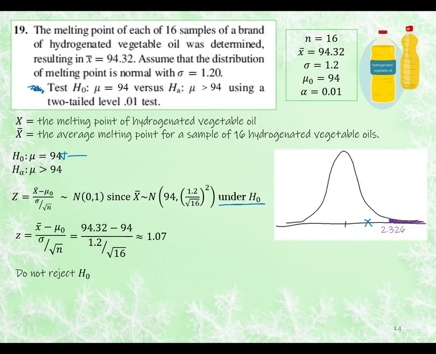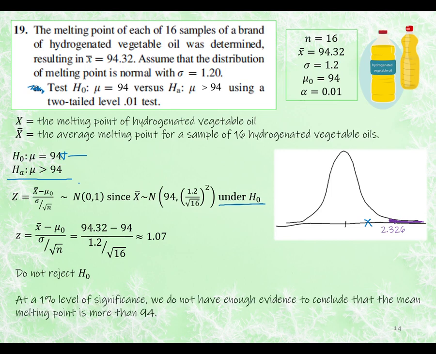So again, our conclusion is going to be in terms of the alternative. And it's just good practice to always mention our significance level so that we know what level of risk we assumed when we made this conclusion. So at a 1% level of significance, we do not have enough evidence to conclude that the mean melting point is more than 94. And notice, more than 94 is in terms of my alternative.